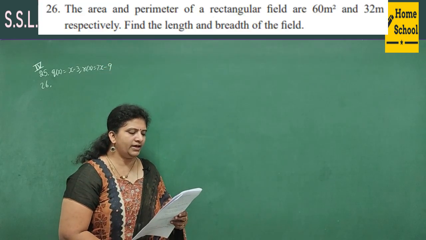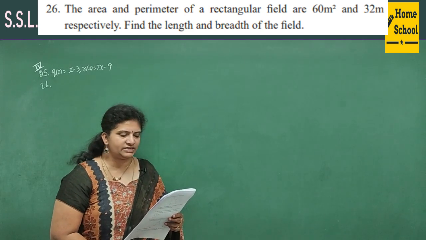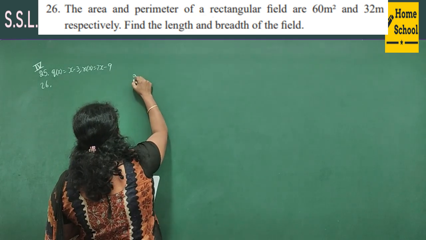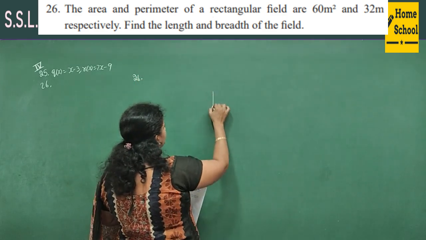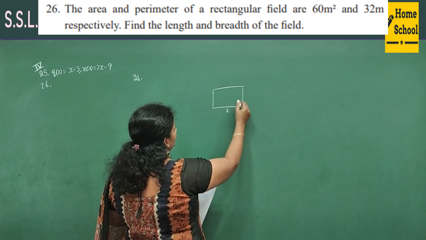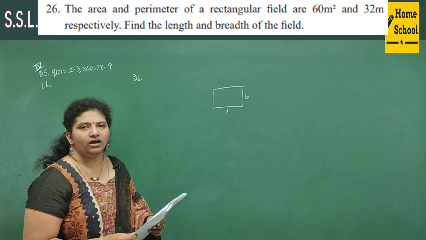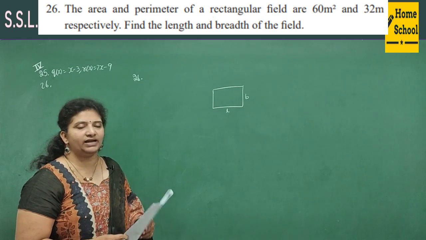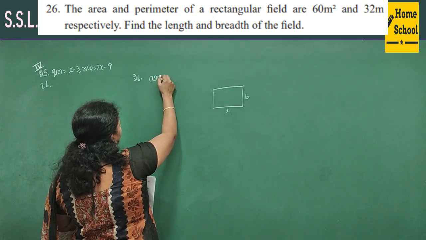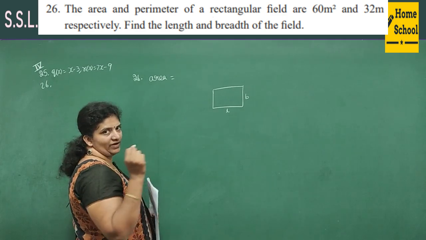26th problem. The area and perimeter of a rectangular field are 60 meters square and 32 meters respectively. Find the length and breadth of the field. Okay, let us consider this as a rectangle. We don't know length and breadth. Let me assume it as L and B. The area and perimeter of a rectangular field are given. So, I am doing the problem in short, try to understand, and you write neatly stepwise.